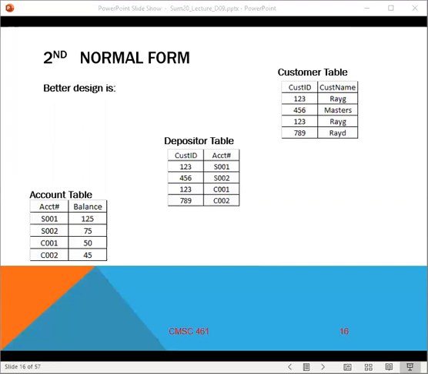And then the original table now has only two fields, customer ID and account number, and we can rename that the depositor table. So the customer can be a depositor, and we don't show this here, but the customer can also be a borrower and have loans and have a loan table. So it gives us more adaptability also, breaking it down like this.